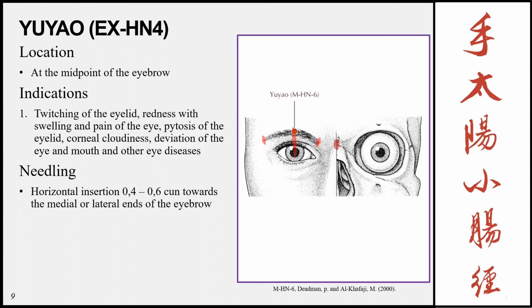So this point can be used for local conditions affecting the eye, such as twitching of the eyelid, redness with swelling and pain of the eyes, ptosis of the eyelid, corneal cloudiness, deviation of the eye and mouth, and other diseases of the eye. The insertion is horizontal, 0.4 to 0.6 Tsun, either towards the medial or the lateral end of the eyebrows. So that's in this direction, laterally, or this direction, medially.